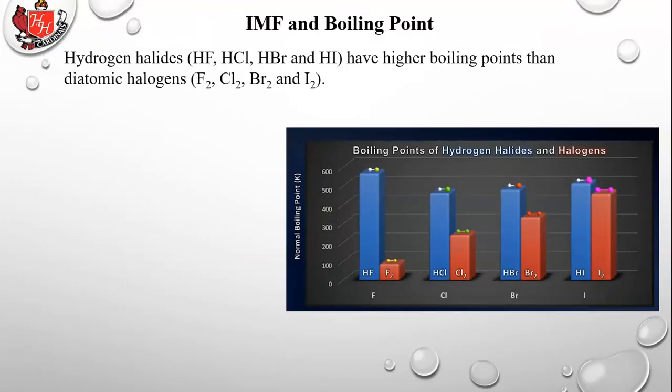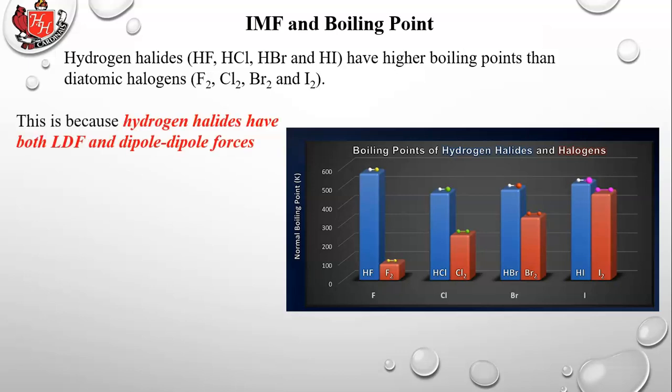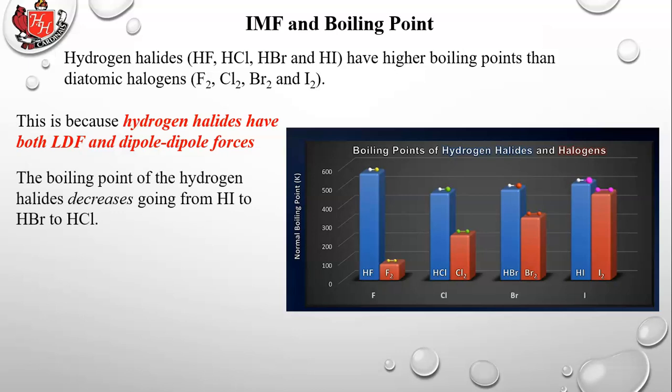Hydrogen halides HF, HCl, HBr, and HI have higher boiling points than diatomic halogens F2, Cl2, Br2, and I2. This is because hydrogen halides have both London dispersion forces and dipole-dipole forces. The boiling point of the hydrogen halides decreases going from HI to HBr to HCl. So if you just look at the three over on the right side, HI has the highest, HBr is next, and HCl is next. We'll ignore HF for right now.